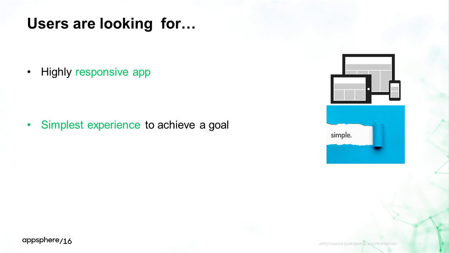Then the second thing is a simple experience. Mobile devices have a very small size compared to desktops. So you have limited real estate on those devices to present something to the user. And if you are putting 1,000 data points or 1,000 info points on there, your users are not going to like it. So you need to provide an experience that's quick, that's simple, and that's achieving a goal.